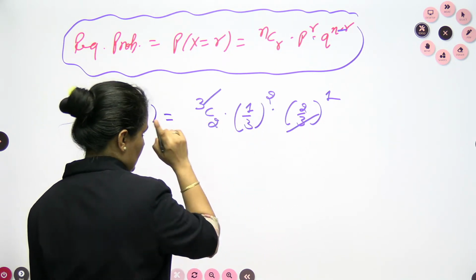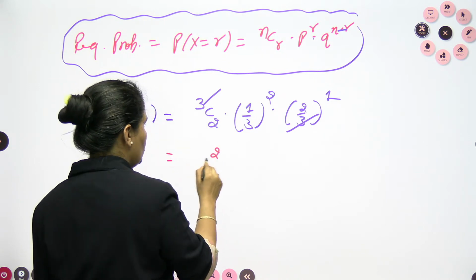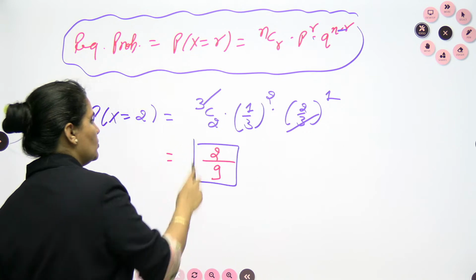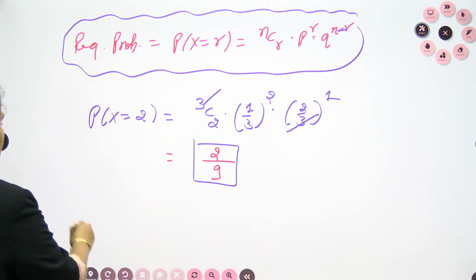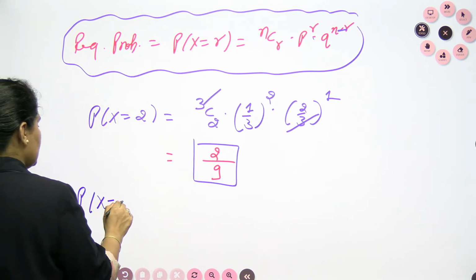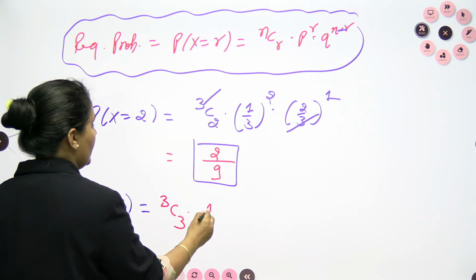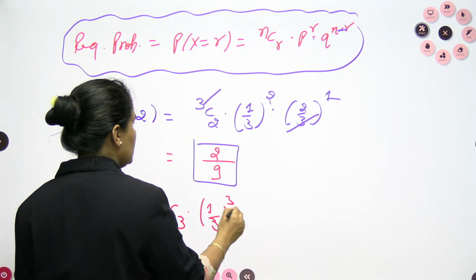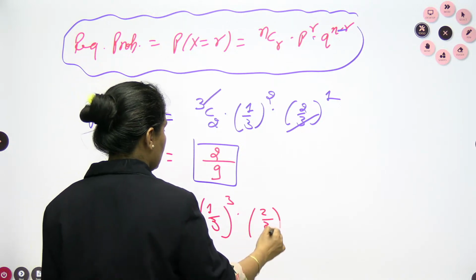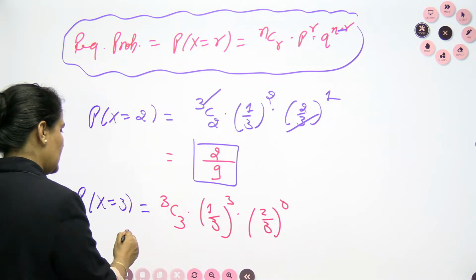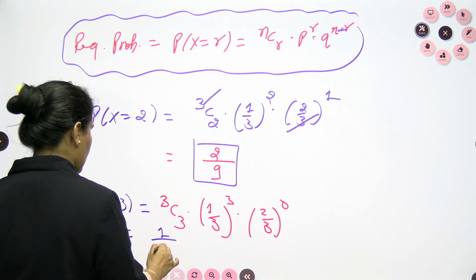So I'm having actually 2 by 3 square, which is 9. If I want the probability at x equals 3, it will be 3C3 times 1 by 3 power 3, and it will be 2 by 3 power 0. 3C3 is 1 only, so we are having 1 by 3 power 3, which is 1 by 27.